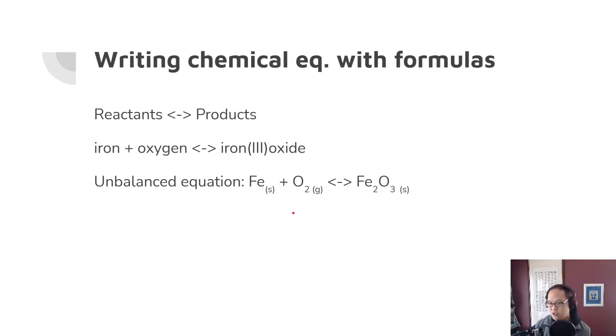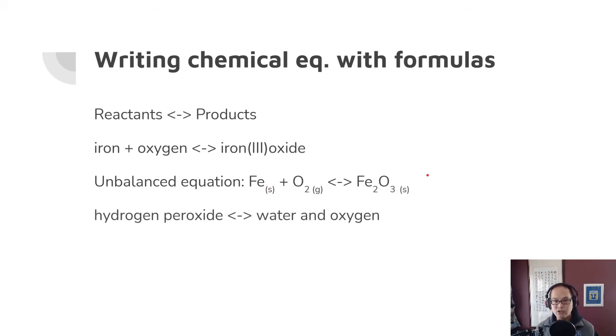How did I know oxygen is O2? That's just something you need to know and memorize. Iron 3 oxide is something you could have figured out, like we did in chapter 7 or 8. Iron has a +3 charge, so you need 2 Fe's to mix with 3 O's. Okay, so here's our unbalanced equation. Fe solid plus O2 gas yields Fe2O3 solid. So that's how you would read that out loud.